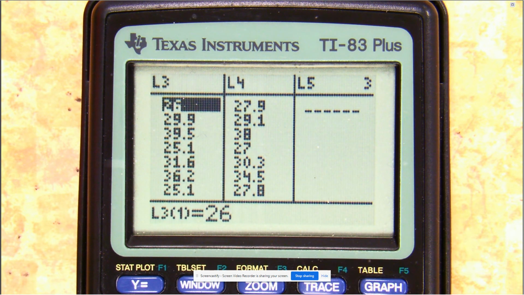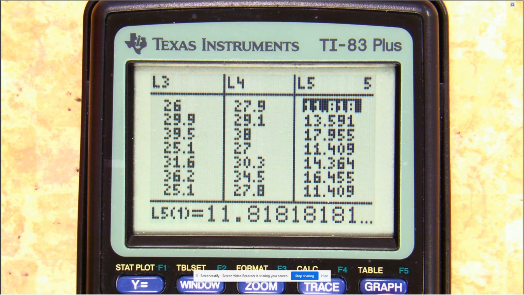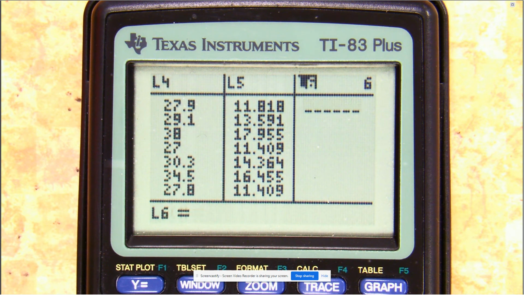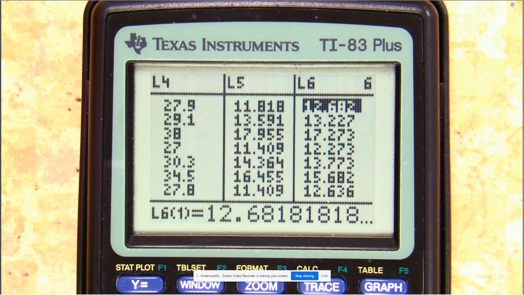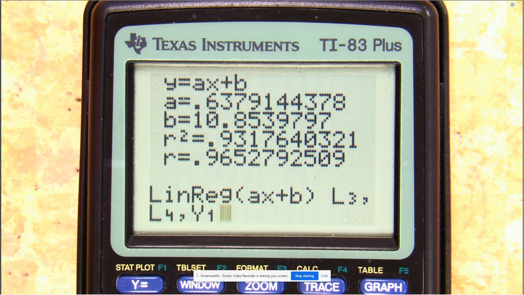I'm going to go into here, and I'm going to change L3. I'll go to L5 to do it. And I'll say take L3 and divide it by 2.2. So we're changing the number of pounds. Boom, now it's in kilograms. And then we'll go here and we'll do L4 divided by 2.2. And I'm changing it into kilograms. Cool. So now I'm going to run the linreg, but instead of L3, L4, I'm going to change it to L5, L6.